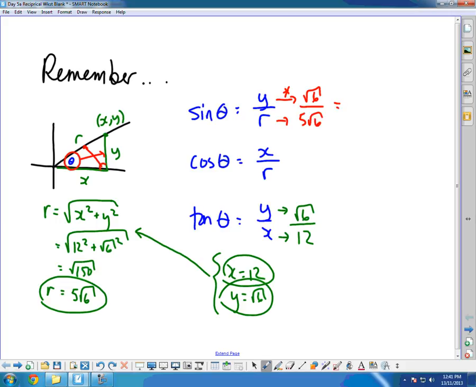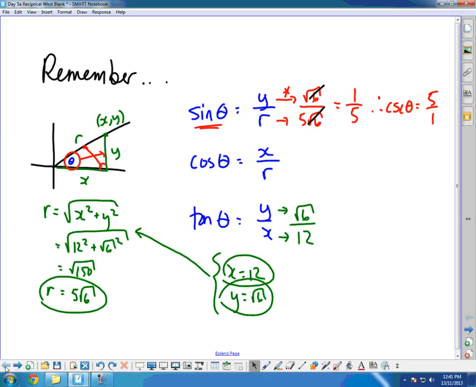which is 1 over 5. That was for the sine. I want the cosecant, which is 5 over 1.